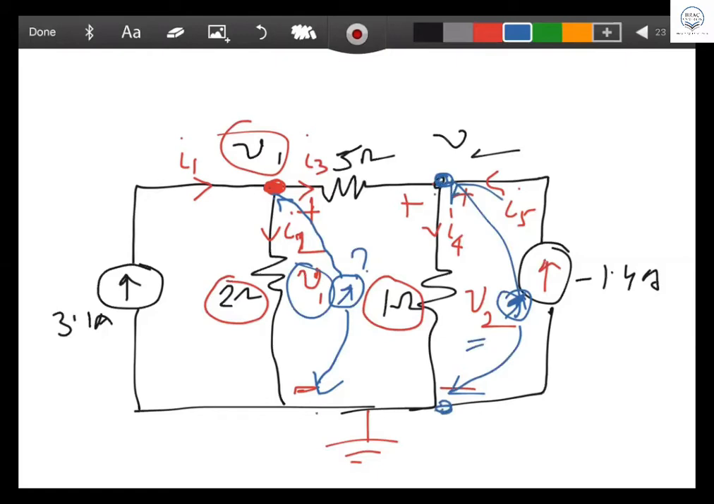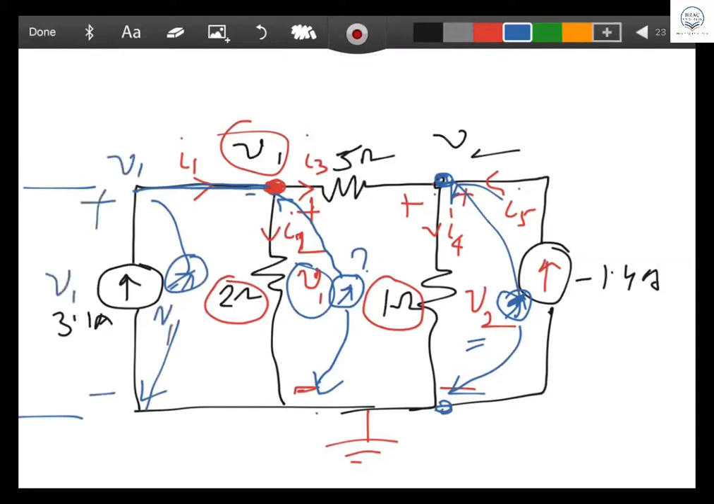If I ask you what is the voltage across the 3.1 ampere current source, it is also the same. It's the same point. If you connect a voltmeter here and measure the voltage across this current source, it will also be V1, because this is the same point. That means the voltage across the current source is also V1. And what is the voltage across this other current source? V2. That's it.